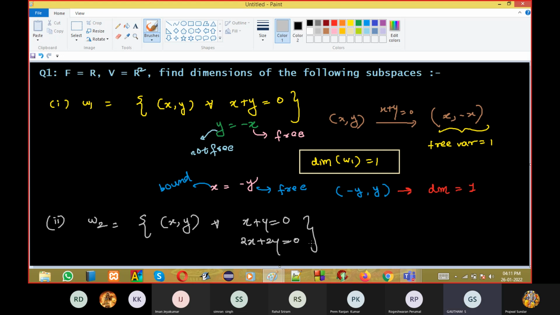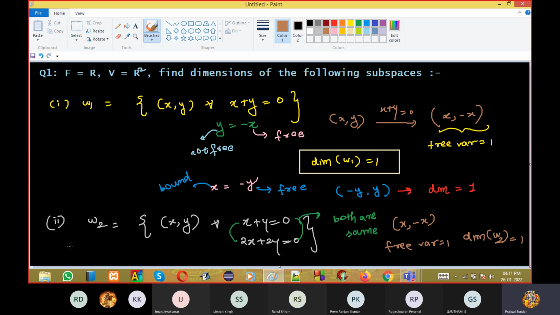One. Very good. Why? Because these two conditions are the same condition, correct? It looks like you have two conditions, but there is only one condition. So this you can also write as x comma minus x. So I can say there is one free variable, so the dimension of W2 is 1. Actually, this question and the previous question are both the same. Hope you are getting it.